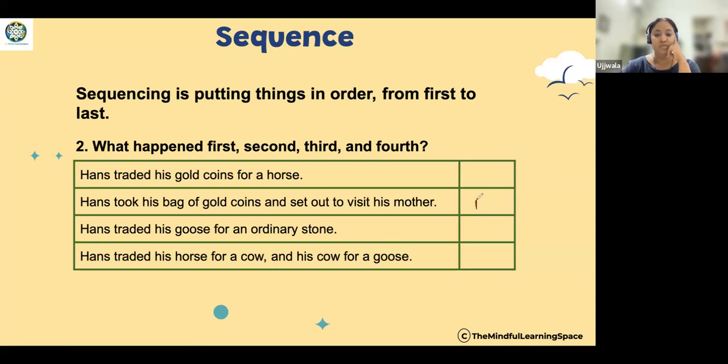So it's the first one. Which is the second one? Hans traded his gold coins for a horse. Very good. Yeah.